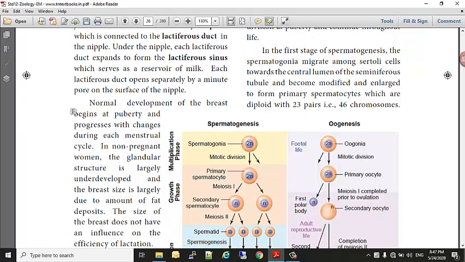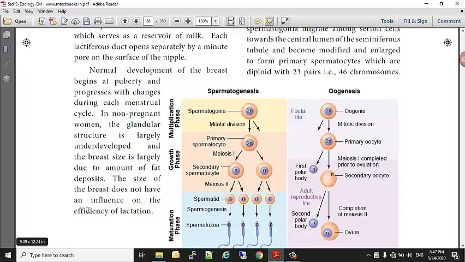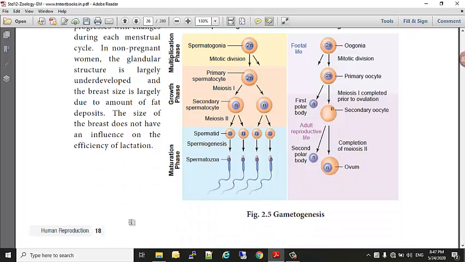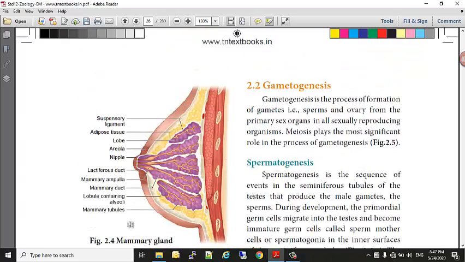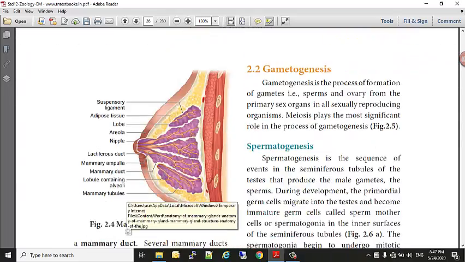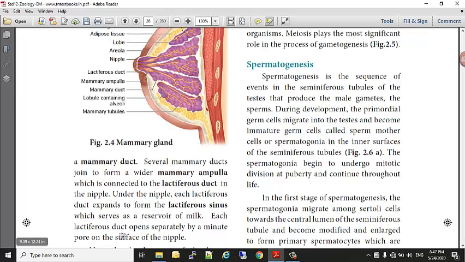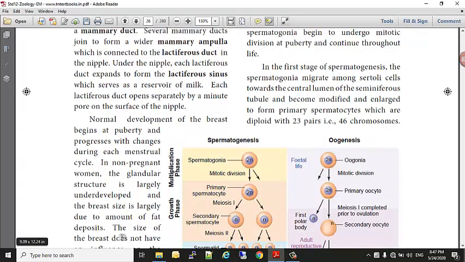Normal development of the breast takes place during puberty and progresses with changes during each menstrual cycle. In non-pregnant women, the glandular structure is largely underdeveloped, and the breast size is largely due to the amount of fat deposits. The size of the breast does not influence the efficiency of lactation. So these are the very important aspects of the mammary gland.